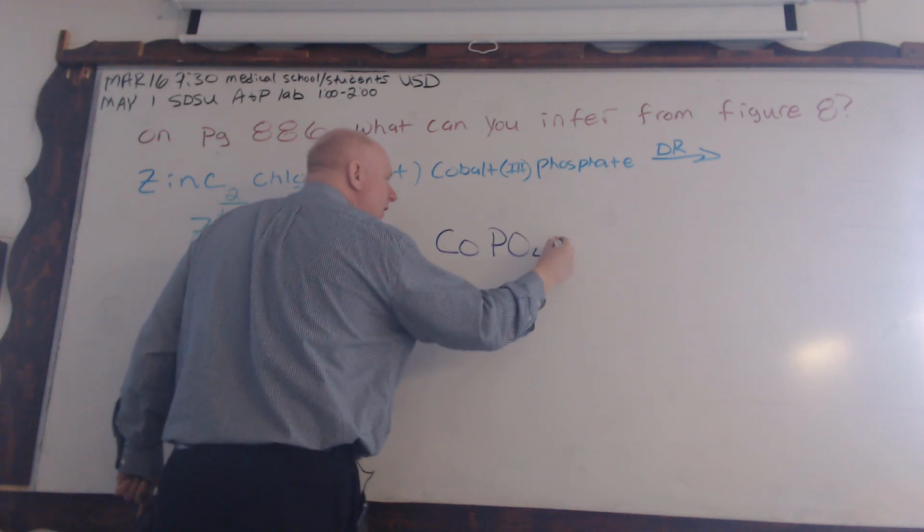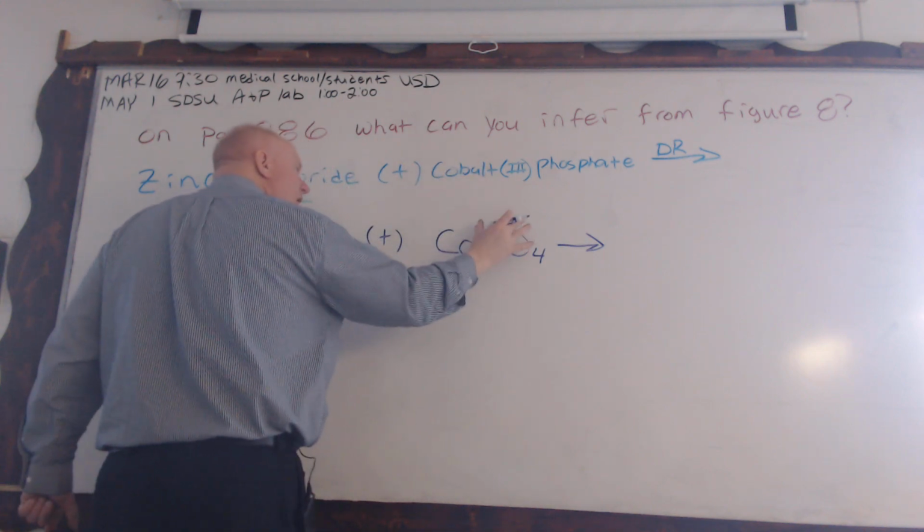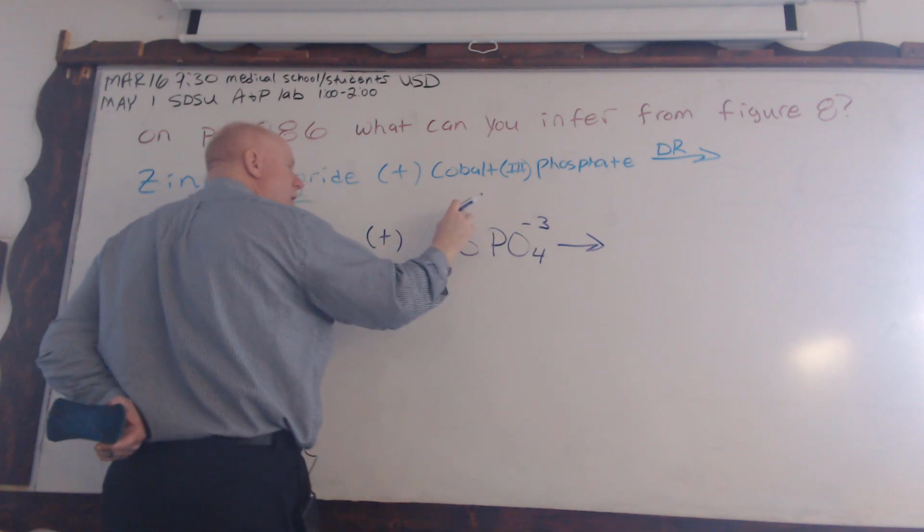CoPO4. Okay, now we know it's a double replacement reaction. What's the charge of the phosphate ion? What's the charge of cobalt? +2. +3.